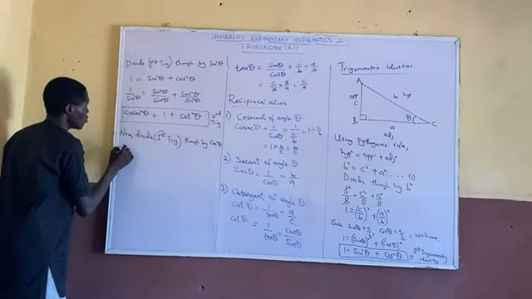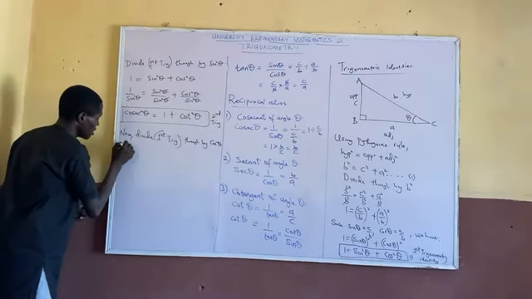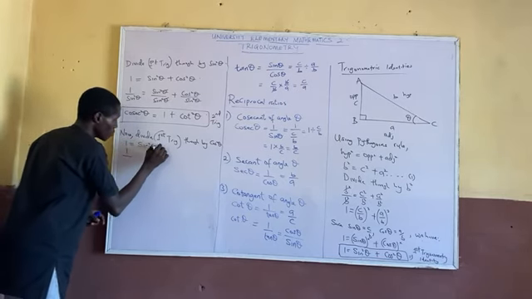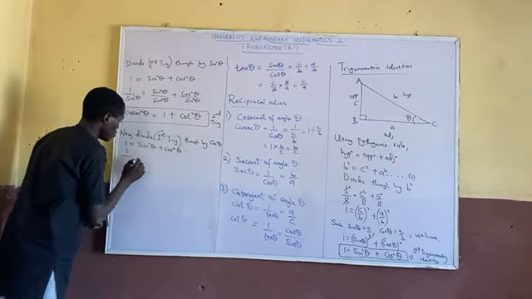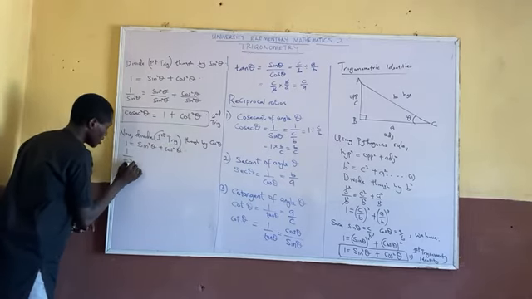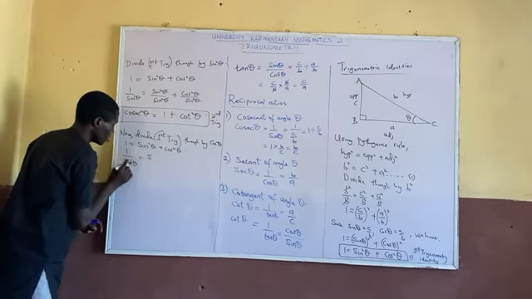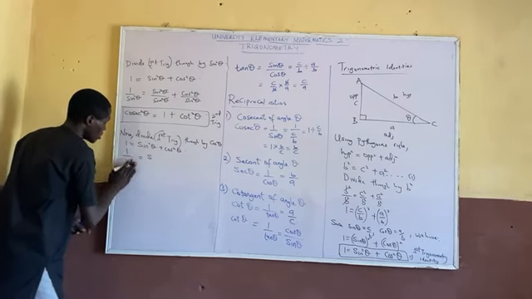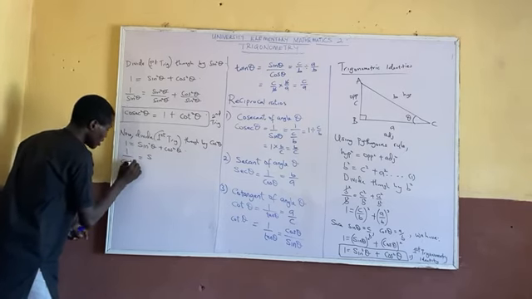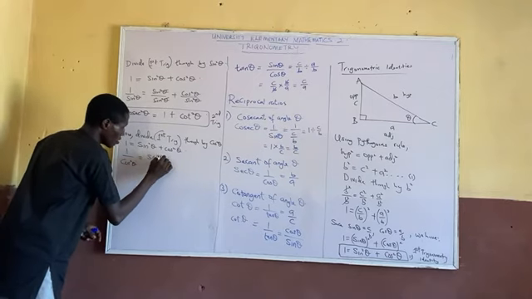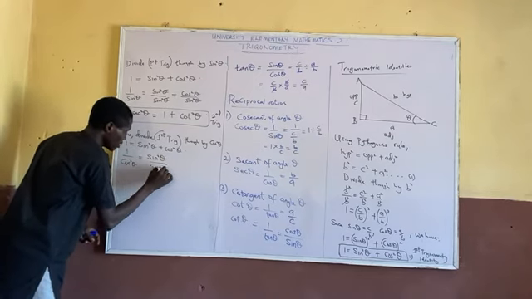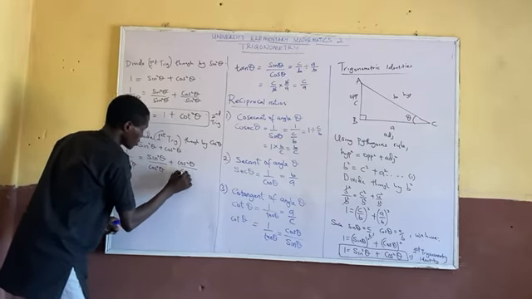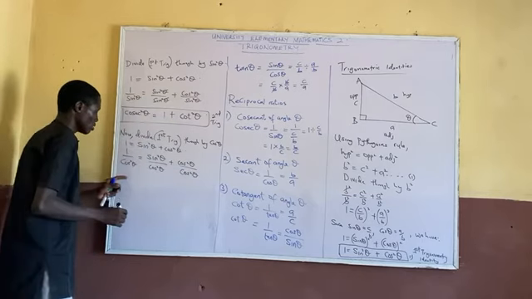So what do we have? The first trig identity says 1 is equal to sine square theta plus cos square theta. This time around I am dividing by cos square theta, so it will be 1 over cos square theta equal to sine square theta over cos square theta plus cos square theta over cos square theta. So we are dividing through by cos square theta.